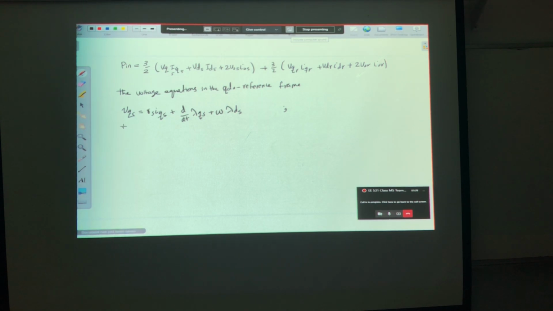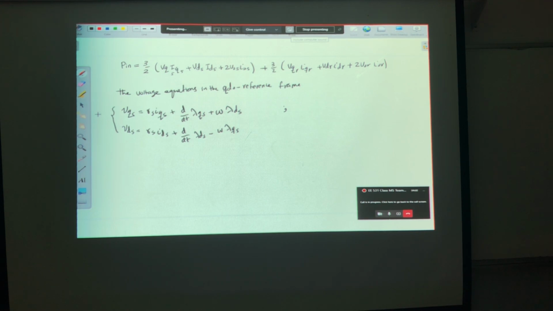Now, VDS will equal RS IDS plus d by dt of lambda DS minus omega lambda QS. For the zero, I will not write it, because in the end of the day, it will not contribute to the output. And this is for the stator.